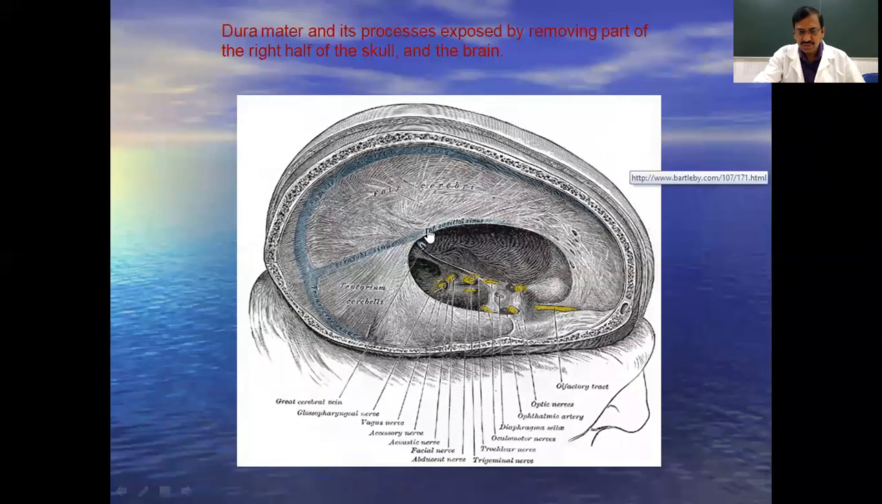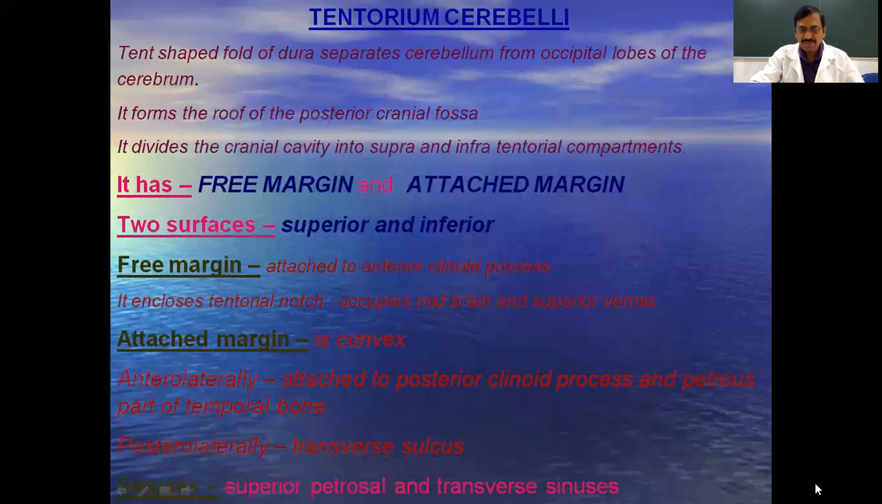Okay, you can see here also, if you remove one half of the brain from the cranial cavity, this is the picture you can see in the cranial cavity. This is the falx cerebri up to here, and this is the straight sinus. This is the inferior sagittal sinus, superior sagittal sinus, and here this is one half of the tentorium cerebelli. Next to here, another one is tentorium cerebelli.